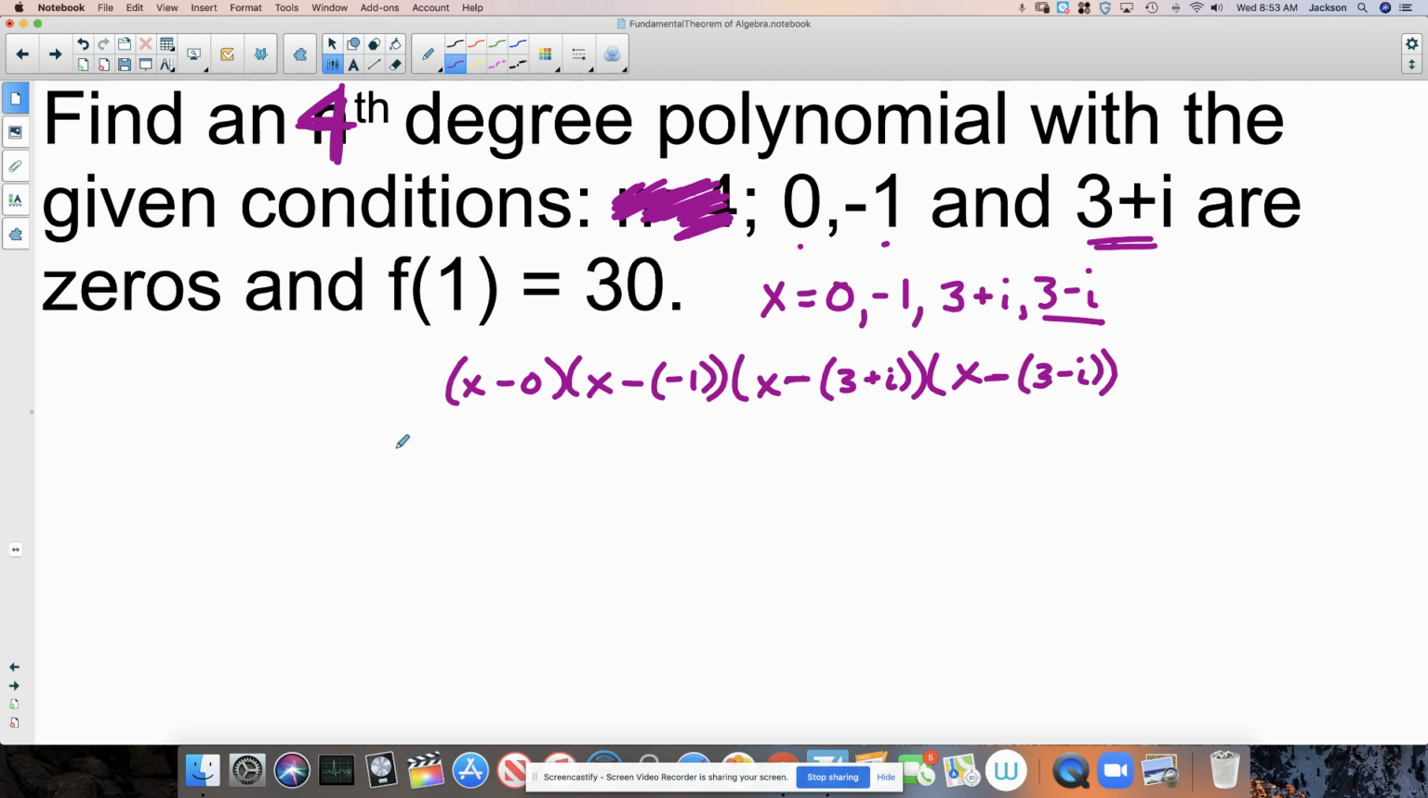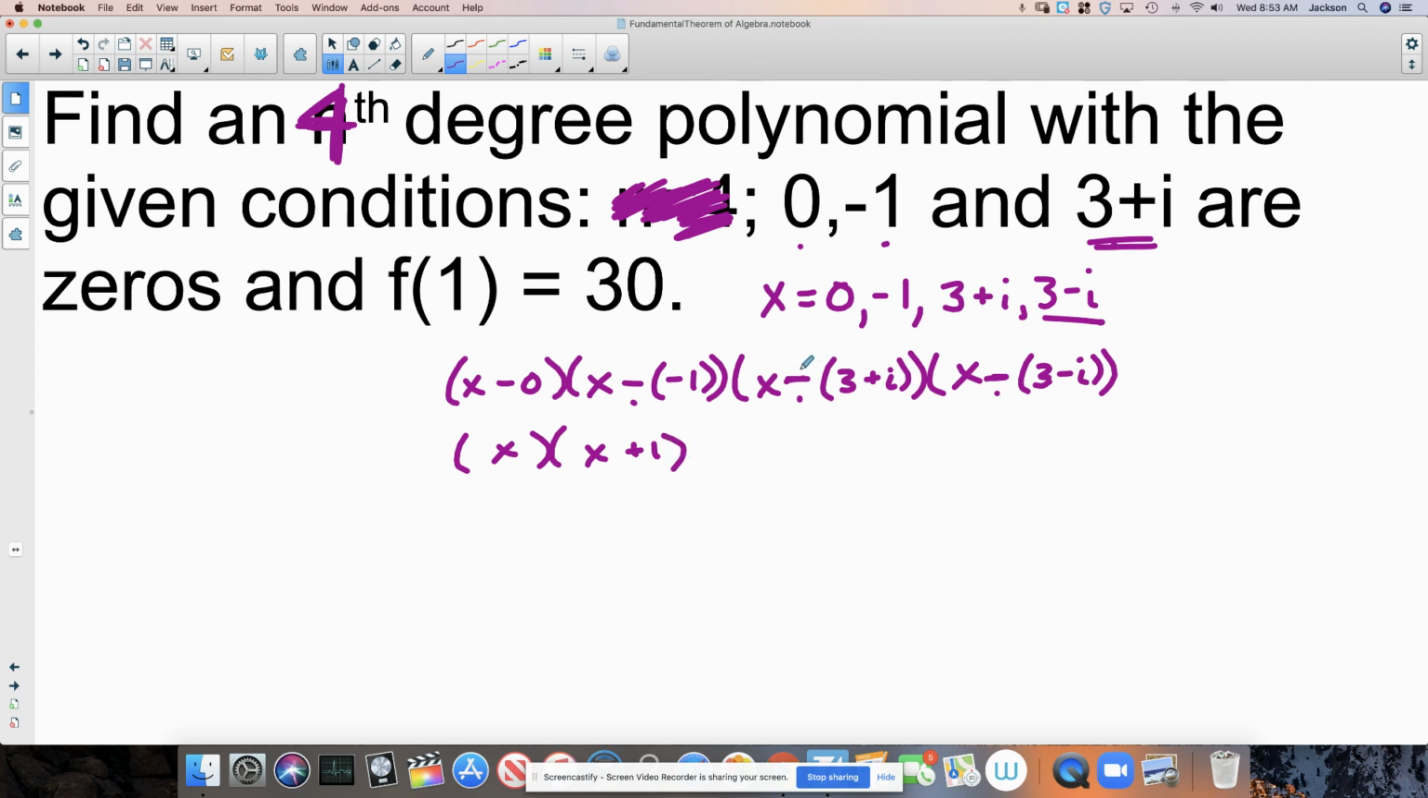That's why I'm putting the parentheses around. But we don't have to leave it like this. We can clean all this up. I just like writing it to show that we're always subtracting the zeros from x, okay? So this becomes just x. Here we get x plus 1.